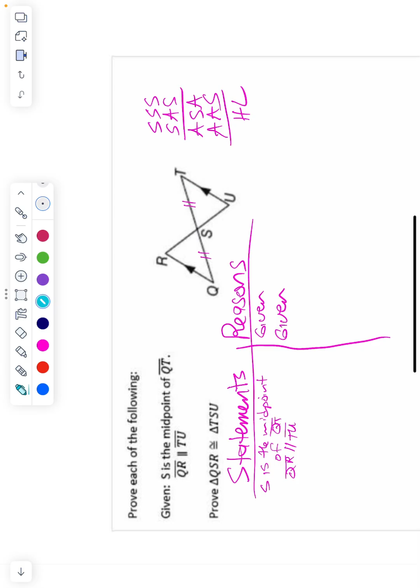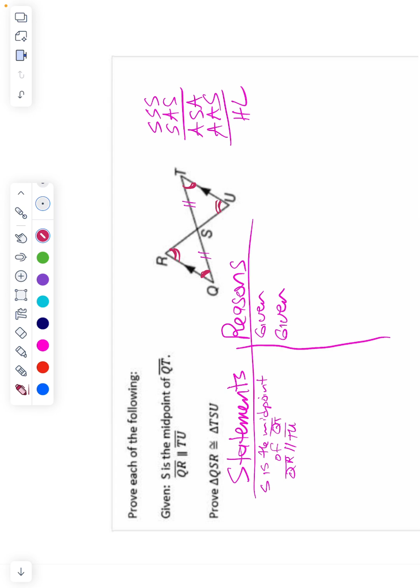T, that's not a good color. T and Q are congruent. Why? Those are alternate interior angles. R and U are congruent. Why? Also alternate interior. Okay. What else do we have in here?